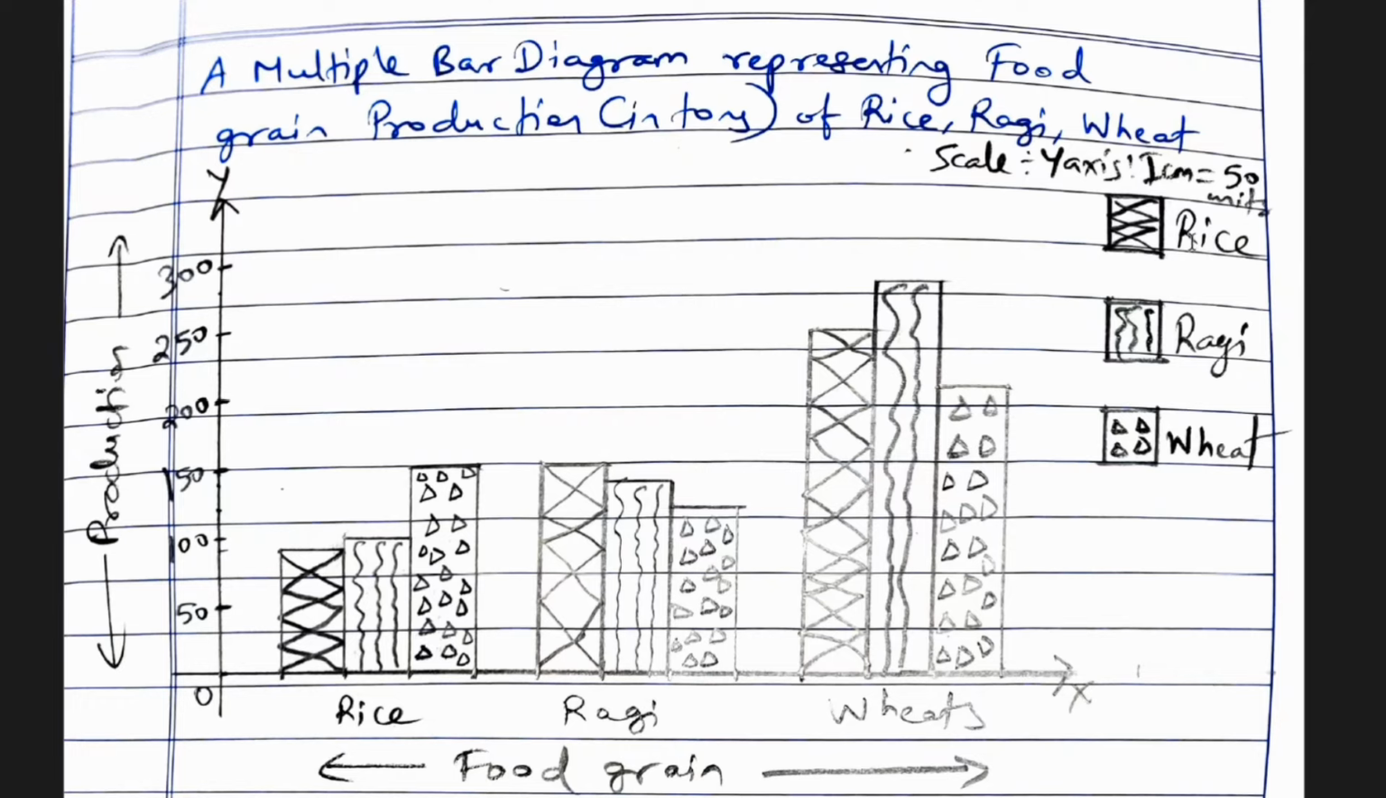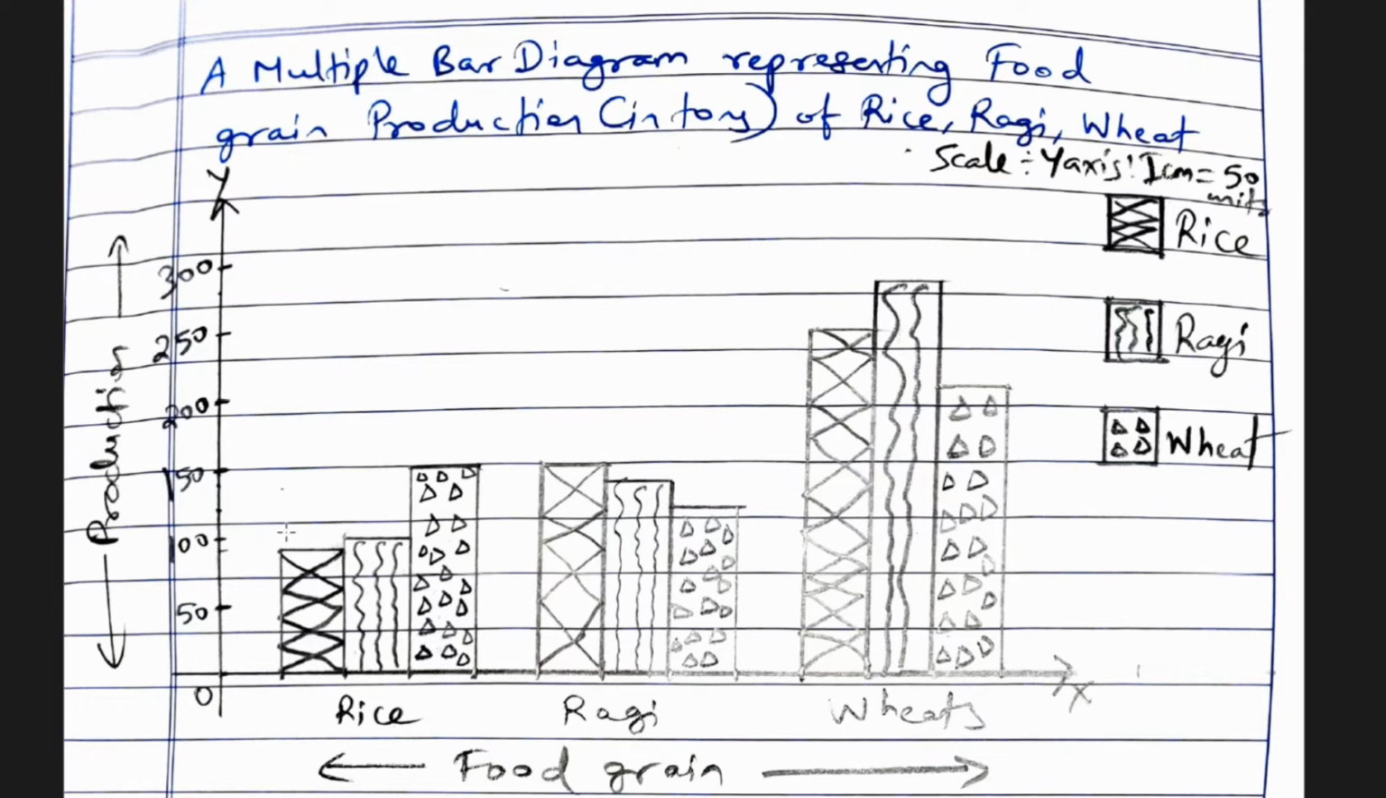Sorry, there is a factual error here. This one represents 2021. This one represents 22, and this one represents 23. There is a mistake in this particular document. Please correct it when you draw it on the paper.